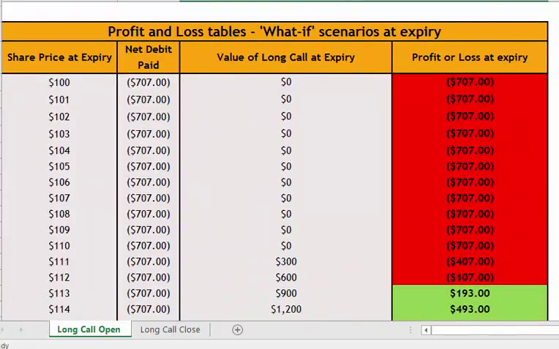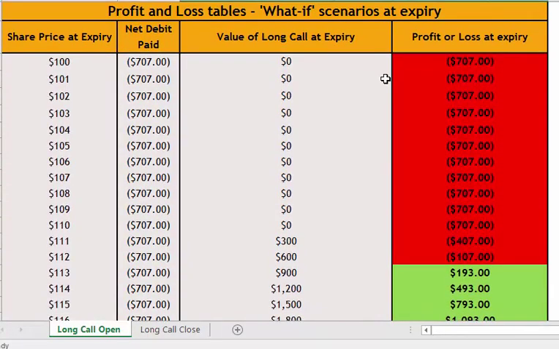So these are what if scenarios. What we're saying here is, well, if we get to expiry Friday, in this case December the 16th, and if the share price is at a certain level, let's say it's at 100 or 101 or 102, what would that mean for us in terms of profit or loss?